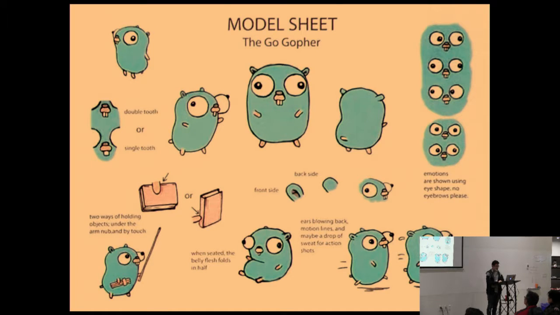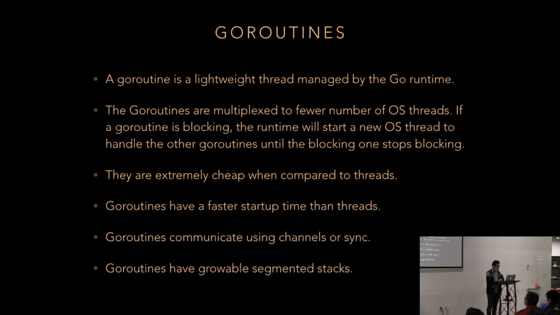I have to jump ahead because I ran out of time. So this is another thing that makes Go famous, the mascot, just a gopher. Goroutines, I wanted to explain this very well, but I ran out of time. So goroutines are basically lightweight threads. I will explain it very fast.